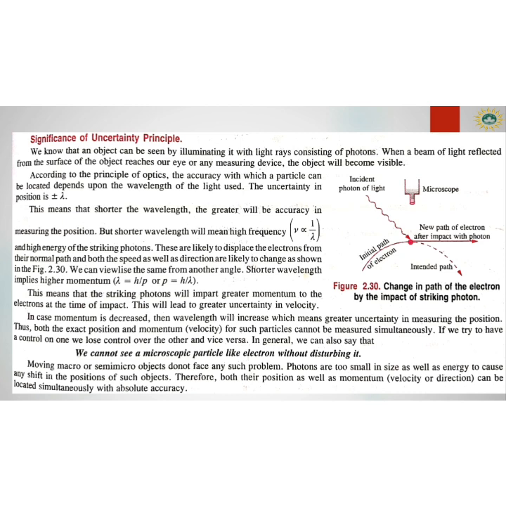So in case momentum is decreased, then wavelength will be increased, which means greater uncertainty in measuring the position. So whenever we want to decrease the momentum, we have to increase the wavelength and decrease the frequency. Whenever the wavelength is increased, it will be very difficult to measure the position of the electron. So both the exact position and momentum of microscopic particles cannot be measured simultaneously. So we cannot see a microscopic particle like an electron without disturbing it. So that is the significance of this uncertainty principle.